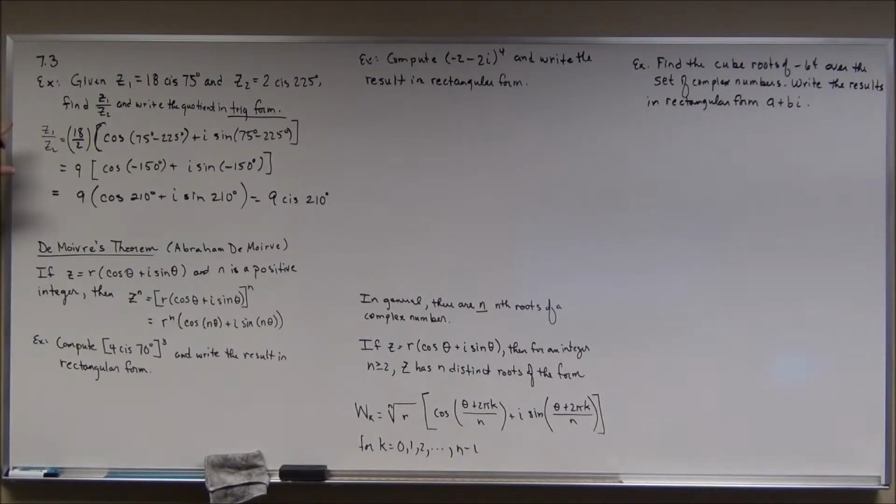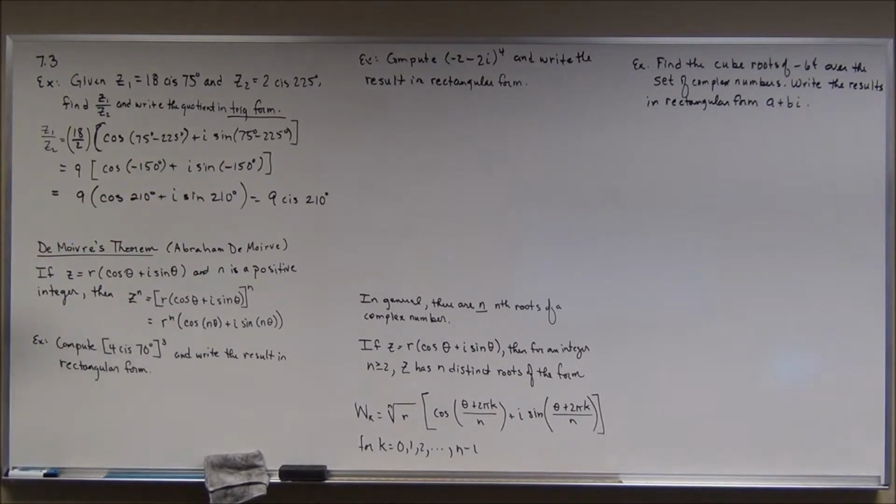Now, in the previous video, we did a multiplication, and if you remember, we multiplied the moduli and added the arguments. Well, with division, we divide the moduli and we subtract. But if you think about taking a complex number and raising it to a power, you're multiplying it times itself, times itself, times itself. Using the multiplication process from the previous video, you would be multiplying the same modulus times itself, and adding the same argument, the same angle, plus itself, plus itself.